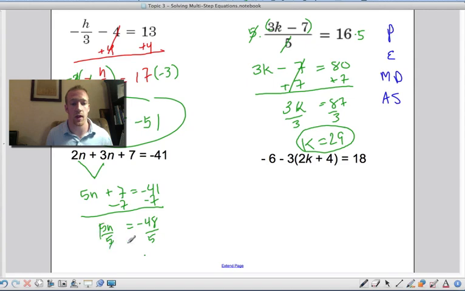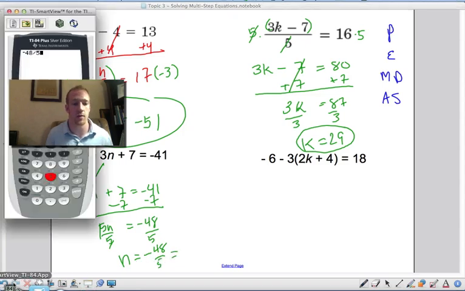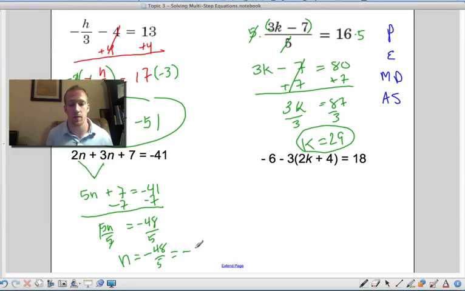Alright, so that gives me an n over here. And what does that equal? Equals, well, negative 48 over 5 is reduced. Or if you like decimals better, you can get the decimal. Negative 48 divided by 5 equals negative 9.6. Okay? That's fine to get decimals. That happens. As long as you're doing all your steps correctly, that's what the answer is.